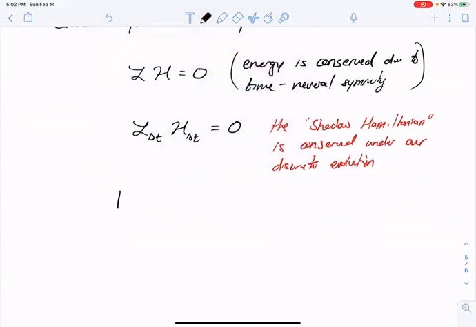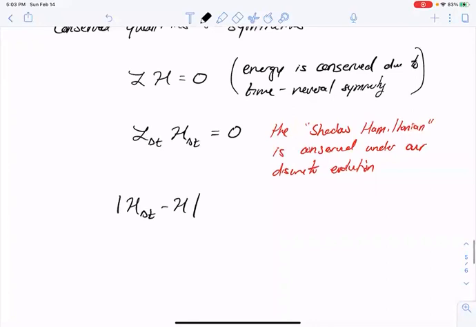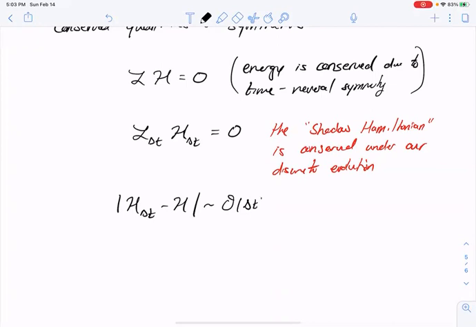Now, there is a distance of that shadow Hamiltonian to the real Hamiltonian that goes like order delta t squared. So while this specific update rule does not exactly conserve the physical Hamiltonian of the system, it does conserve a Hamiltonian, the shadow Hamiltonian, which is close to the real Hamiltonian, close in the sense of converging as the time step squared. What's really important is that it does not depend on the total time.